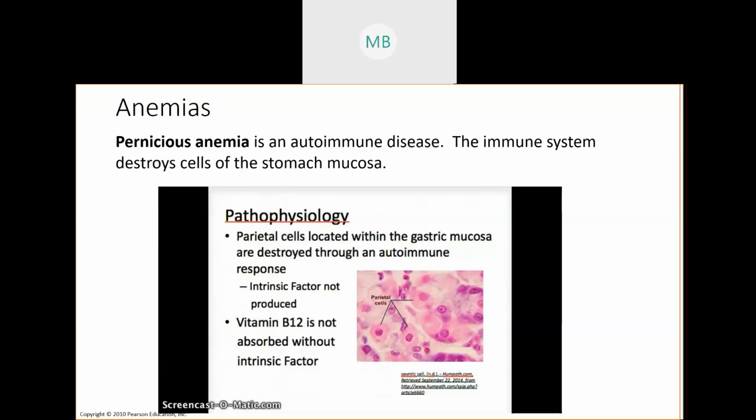Usually, the reason why you have a lack of vitamin B12 in your body is because you lack something called intrinsic factor, which is a protein produced by your stomach, because your stomach is what absorbs vitamin B12 from the food that you eat. Intrinsic factor is needed to absorb vitamin B12, and if you have a lack of it in your stomach, you are not going to absorb enough B12.